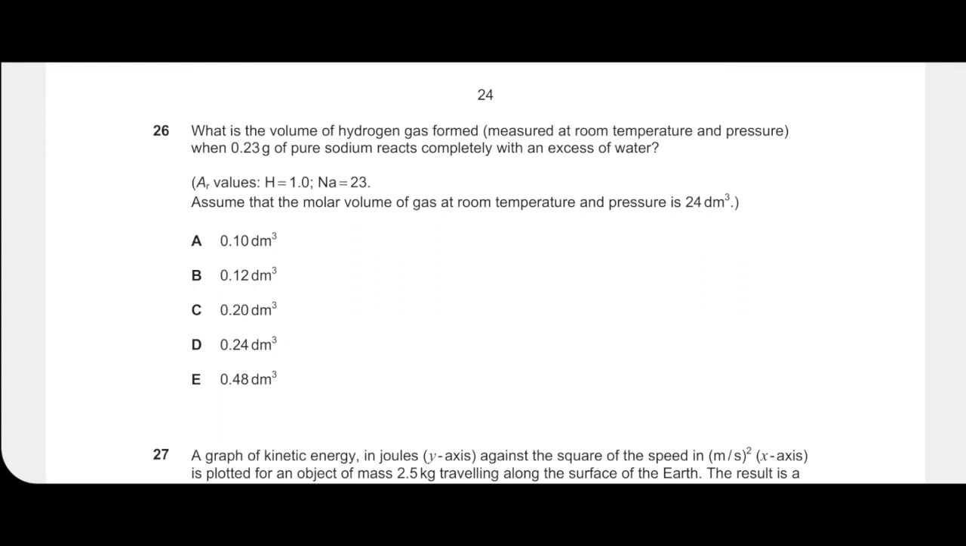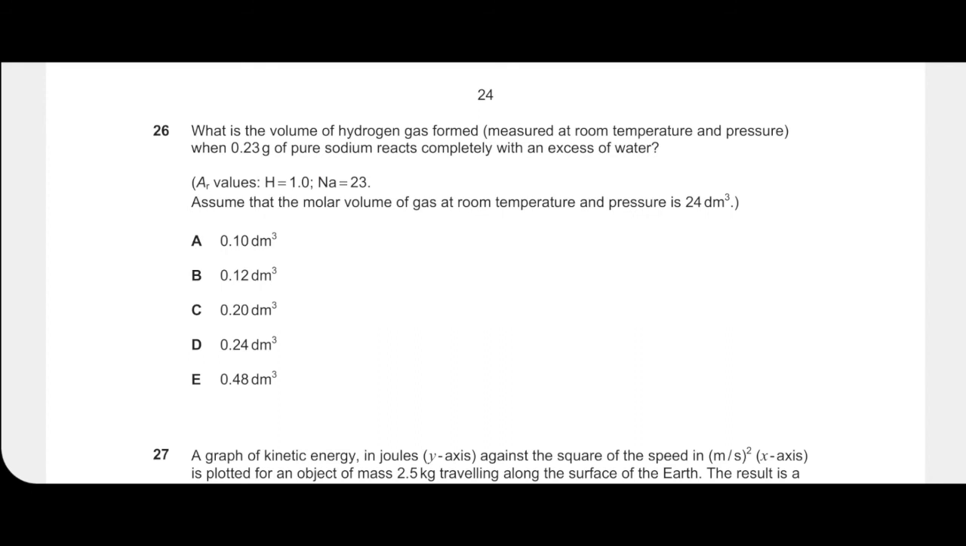Question number 26. What is the volume of hydrogen gas formed when measured at room temperature and pressure when 0.3 grams of pure sodium reacts completely with excess of water? The Ar values are below. Assume that the molar volume of gas at room temperature is 24 decimeters cubed.